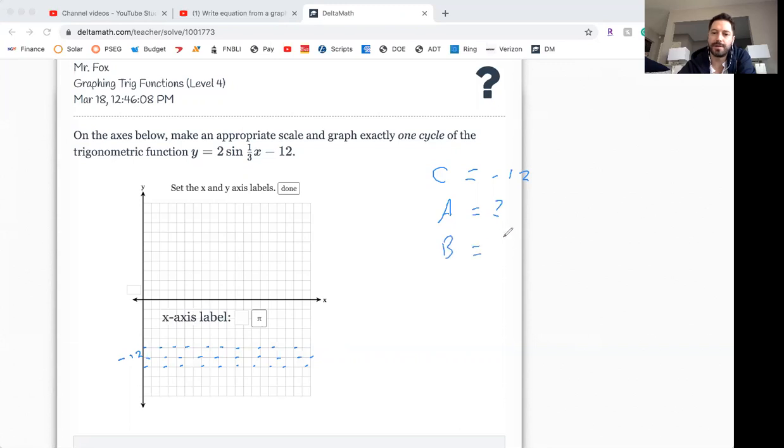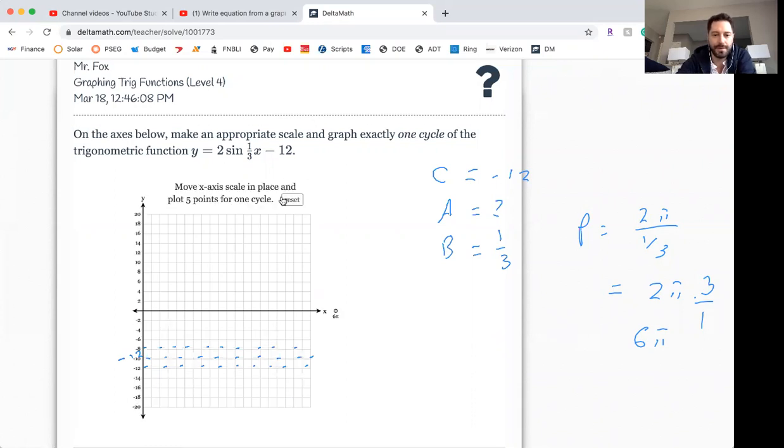B value is 1/3. That means P is going to be 2 pi divided by 1/3, which is 2 pi times 3/1, or 6 pi. So that's what I need to write here. 6 pi. Okay, here I'm going to have this go up and down by 2. And I graph this. Now I'll pull this in.